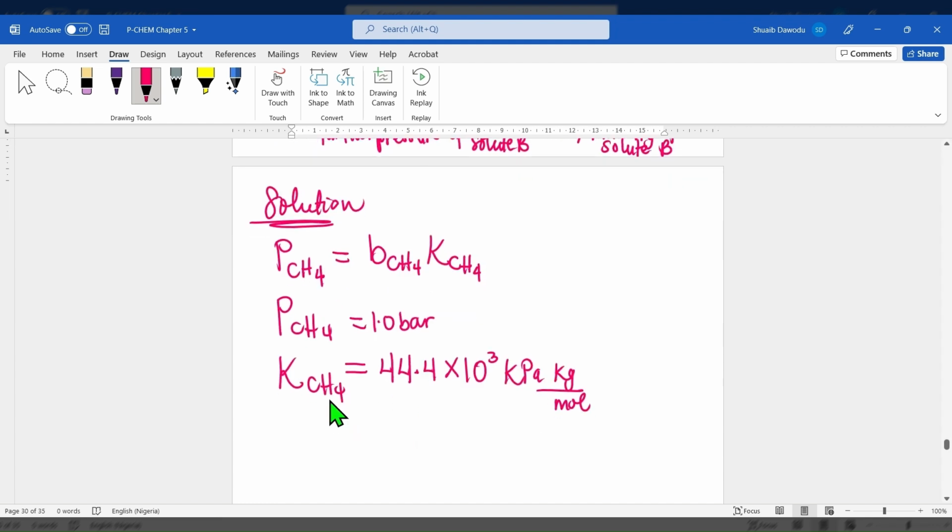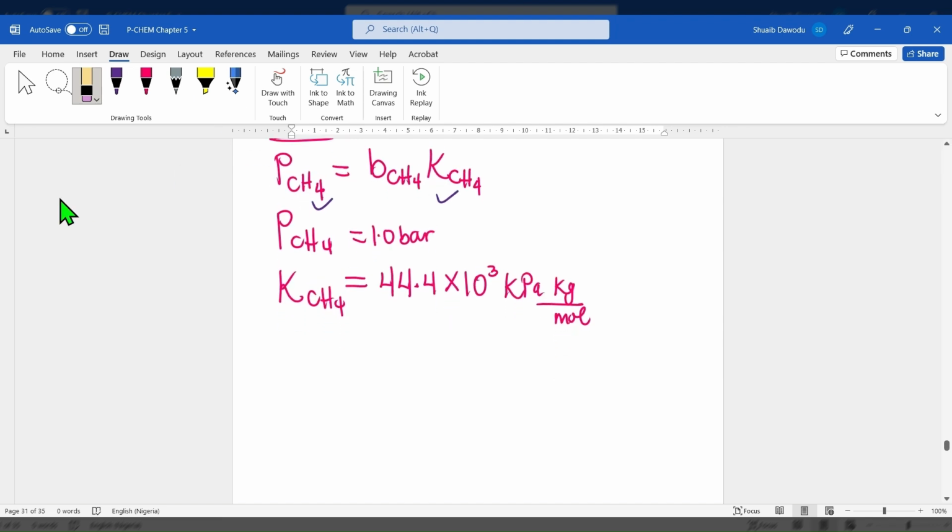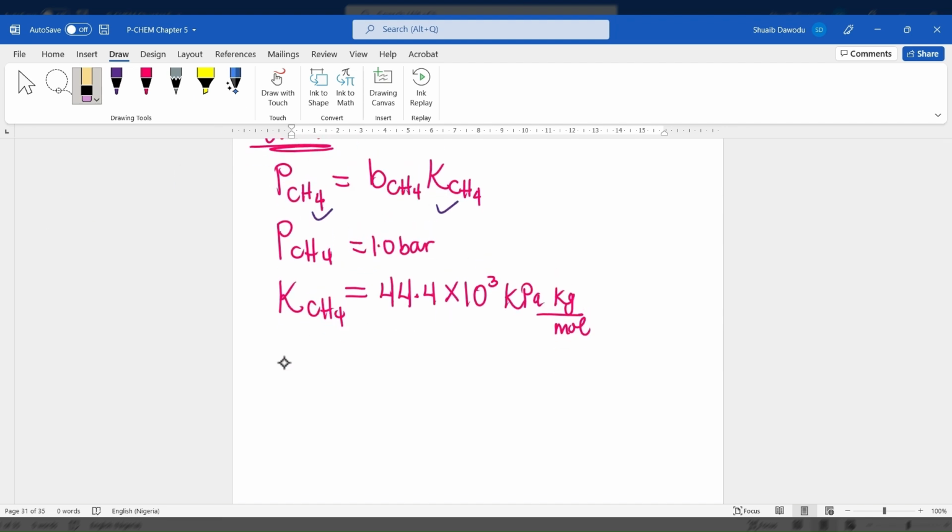That's basically the unit. So now we have the value for this and we have the value for this, but we do not have the value for the molality, so B sub CH4. So we can just simply calculate that. B sub CH4 is just going to simply be P sub CH4 divided by K sub CH4. So we can just simply substitute.